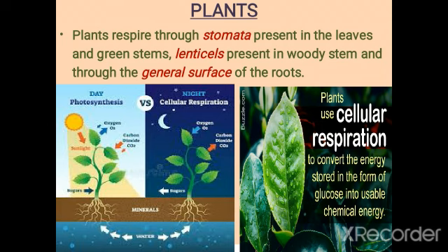Now, what are the organs? What are the parts which will help them to breathe or in gaseous exchange? As you know that the leaves are provided with stomata. So in the leaves or in the green stem, stomata are present. They will help it in gaseous exchange to take in oxygen and release carbon dioxide.